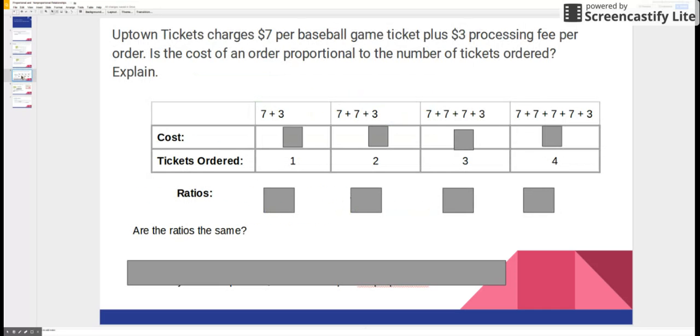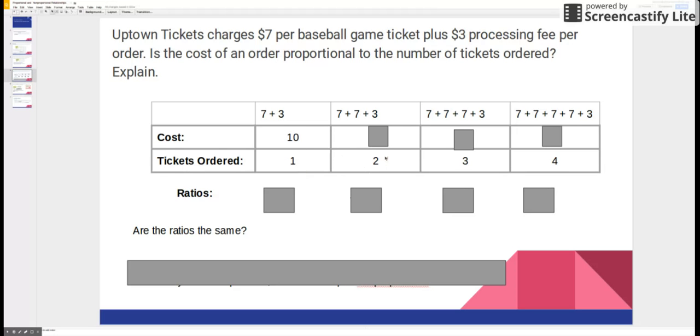Okay, and in our next example, we have Uptown Tickets charges $7 per baseball game ticket plus $3 processing fee per order. Is the cost of an order proportional to the number of tickets ordered? Explain. So here I have the cost and the tickets ordered. So let's look at this. If he orders one ticket, it costs $7 for the ticket plus a $3 ordering fee or processing fee per order. So 7 plus 3 gets me $10.